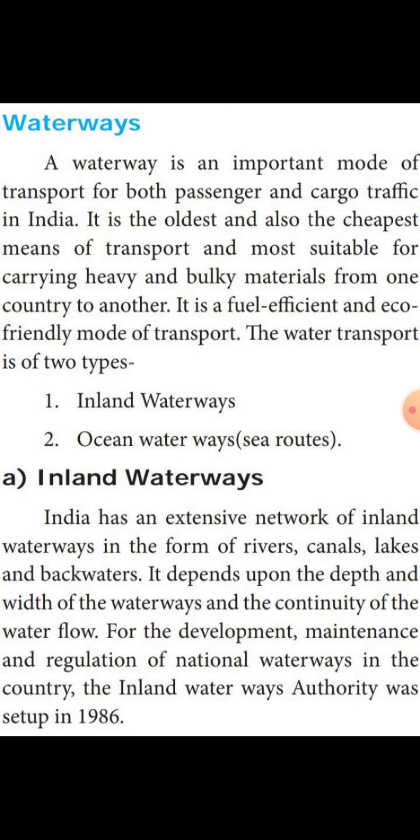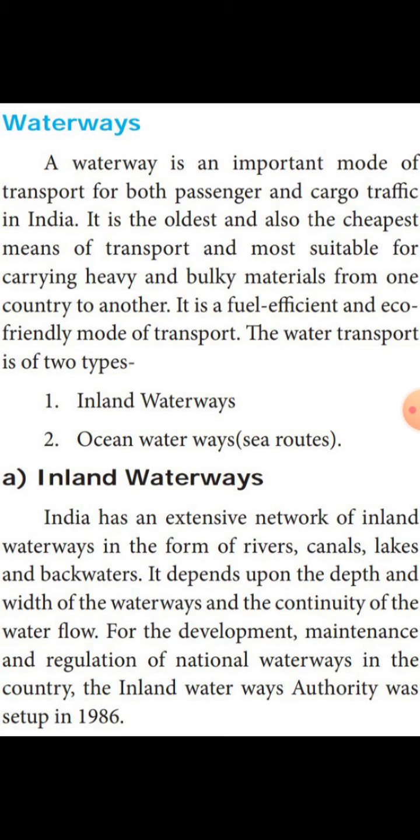Then it depends upon the depth and width of the waterways. If we do transportation through waterways, we need depth and width of that particular waterway, and the water must also flow continuously in that waterway.